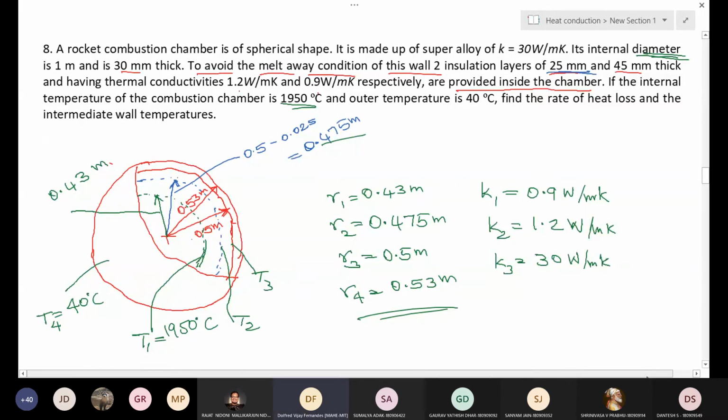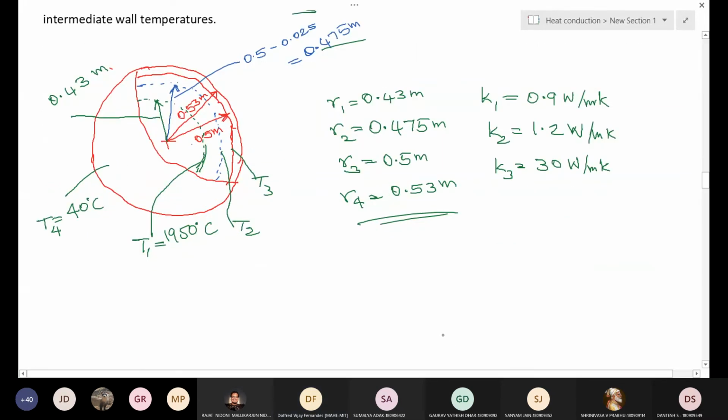So can you do this problem? This is a spherical wall. You have 3 resistances.